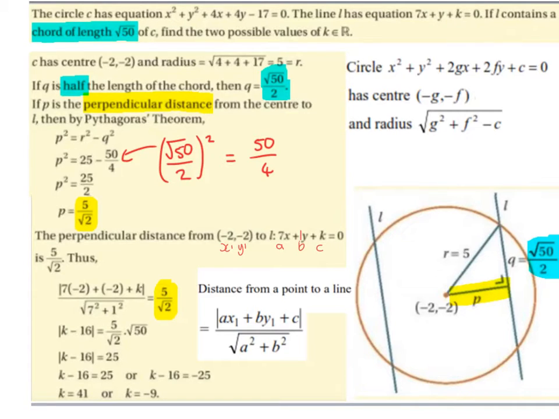So multiplying across by root 50, we're left with the modulus of k minus 16 on the left-hand side of the equal sign. And we get 5 over root 2 times root 50 on the right-hand side, which gives us 25. Since we have our modulus symbol, what we have to do is take what's inside the modulus symbol, which is k minus 16, and let it equal what's on the right-hand side of the equal sign, which is 25. And then we also let it equal minus 25. So we take whatever is on the right-hand side of the equal sign, and we let it equal the positive and negative of that value. So solving for k, we get k is equal to 41, or k is equal to minus 9.